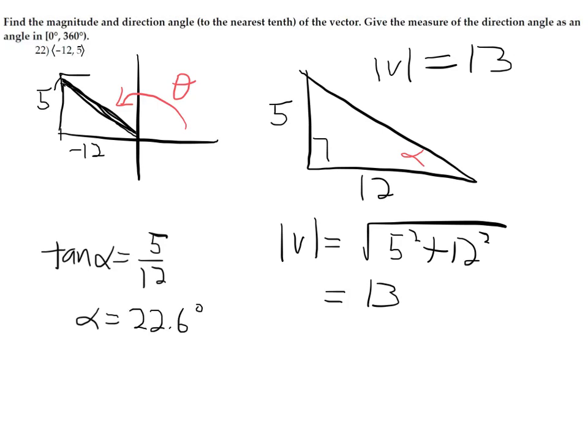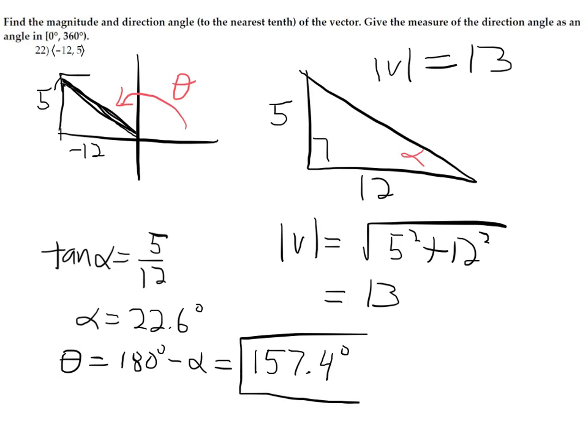Now keep track, this is alpha right here. And we actually need the angle for this vector, the theta. That would simply be 180 degrees minus alpha, which is 157.4 degrees. Alright, so what we have done here is we've succeeded in finding the angle and the magnitude of this vector. So that's all there is to this problem.